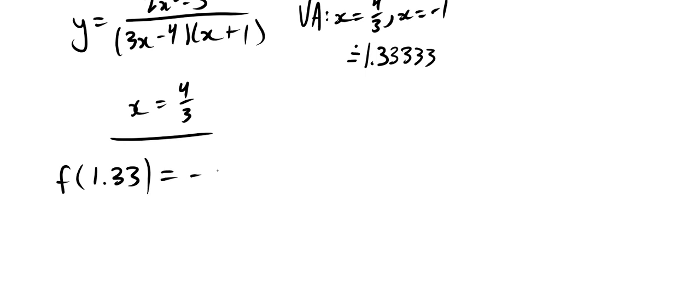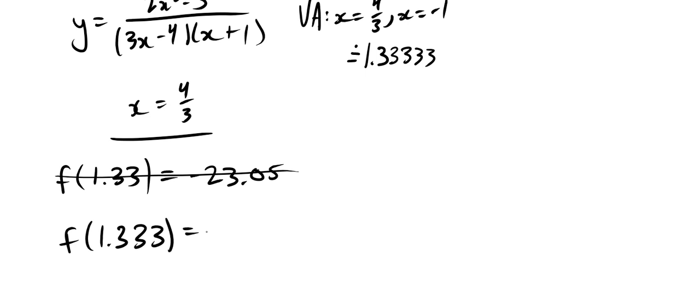This one gives me negative 23.05. Don't write this down. And I don't think that's big enough. I want a really, really big negative number. I mean, it's kind of going to be okay. So this is a vertical asymptote. I'm picking a number that's, from your perspective, a little bit smaller, so a little bit to the left, and it's gone really negative. But I just want a slightly bigger number. So I'm going to go with 1.333.